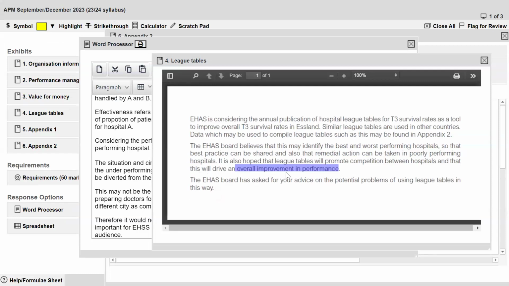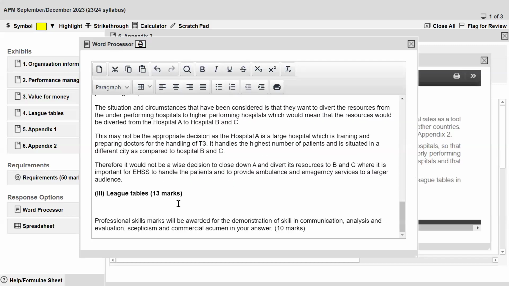Now, what do you think should be the answer to this? How many marks are there? There are 13 marks allotted for this.